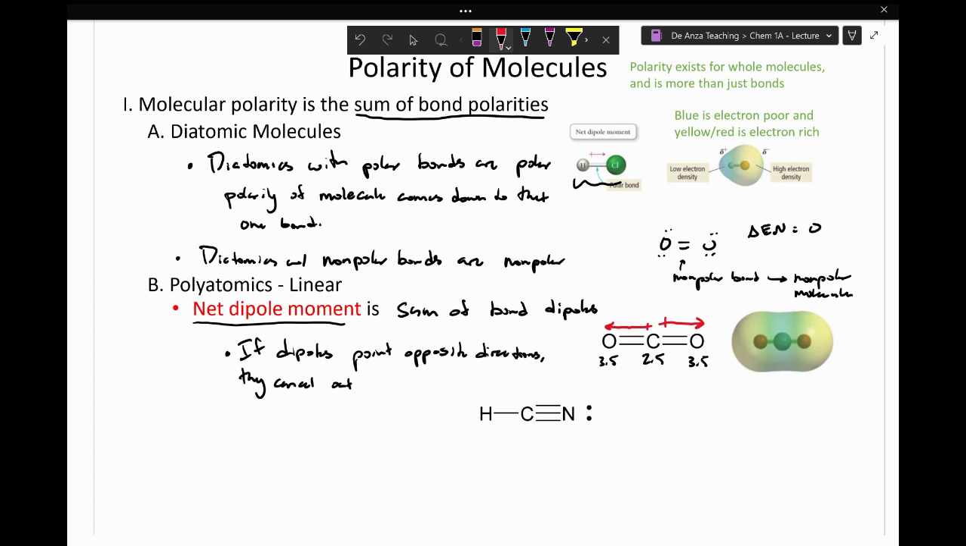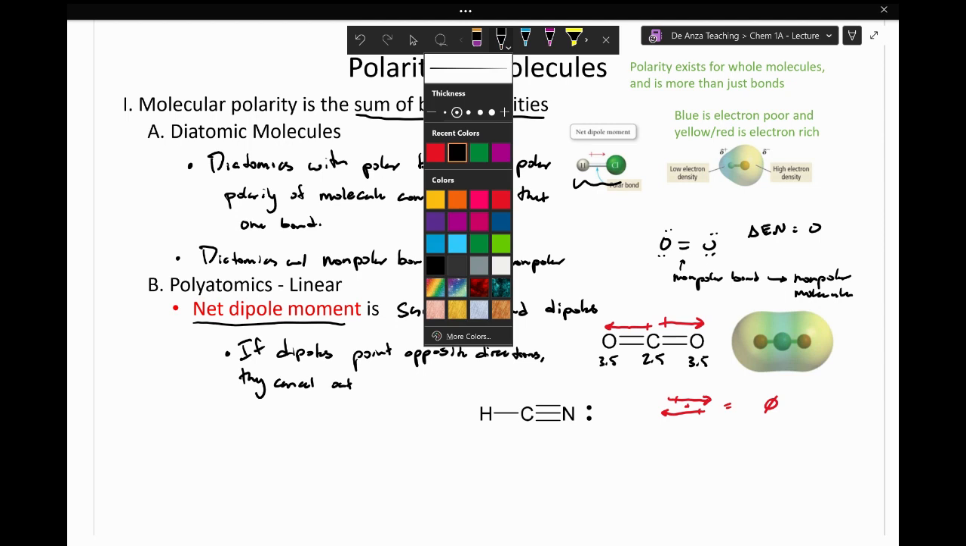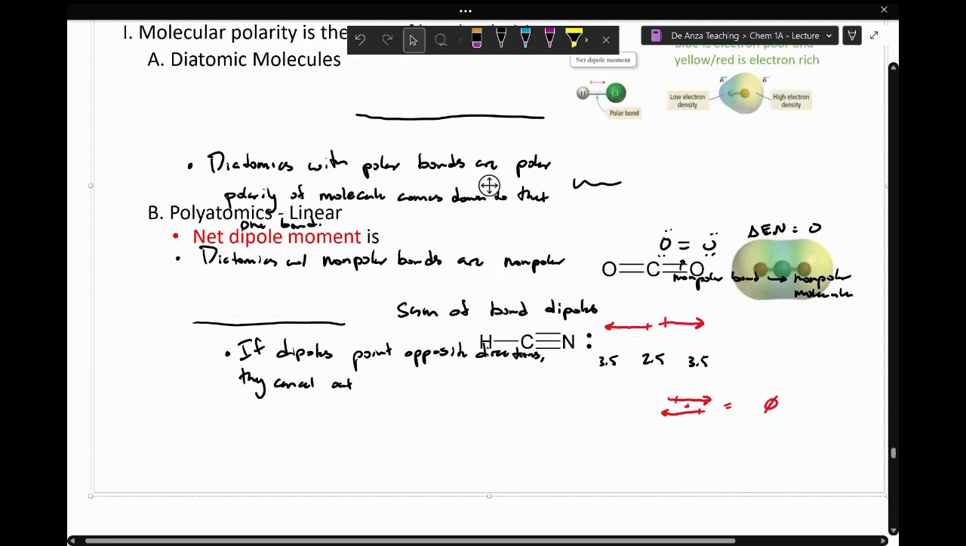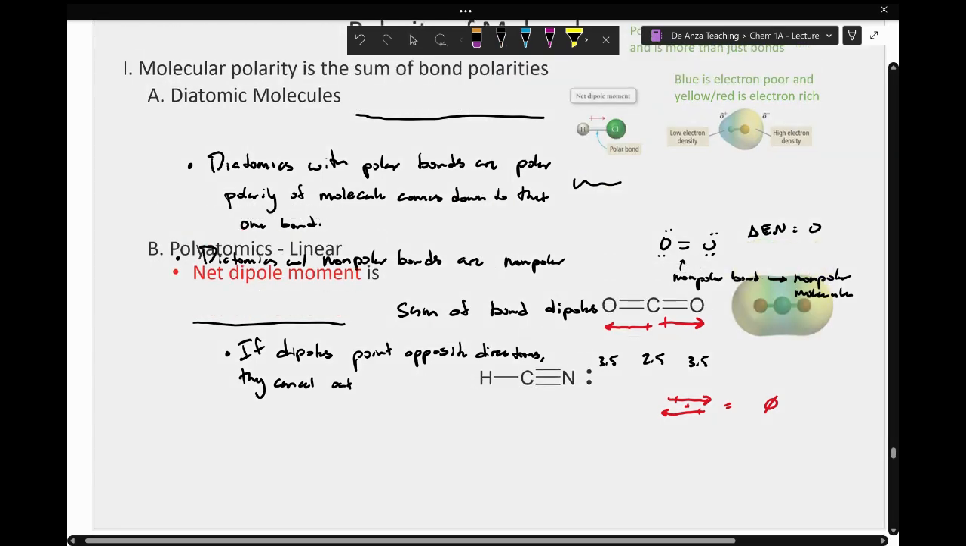And so what we're going to see in the next slide is that the way that we look at this is we do something called vector addition, which I'll show in a little bit, and that just means that we take one arrow and we put the head of that, or we can basically match them up like this. We add them together, and that equals 0 because they're in equal and opposite directions. If you have a case where the arrows point in the same direction, you get a net dipole.